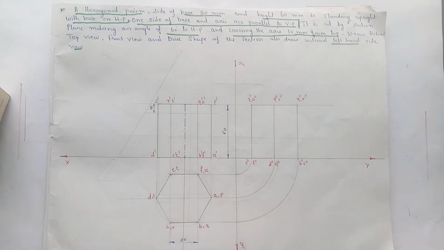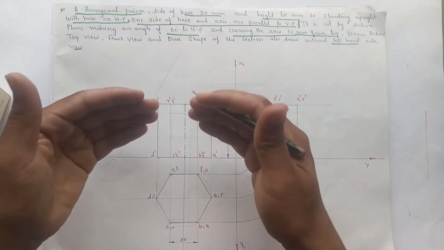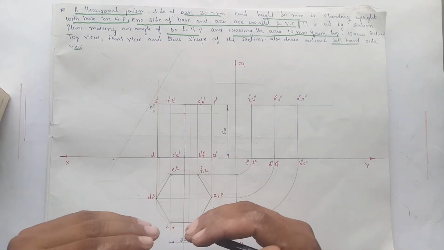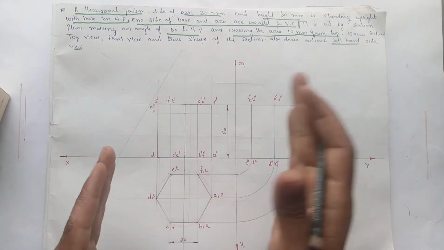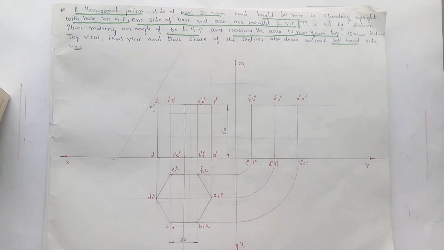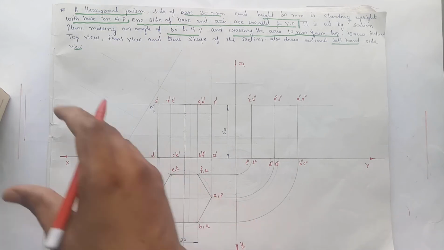As we are following the first angle projection method, top view will be below the XY line, front view will be above the XY line, and left hand side view will be on the right hand side of the front view. Now we have to take the section of the prism.